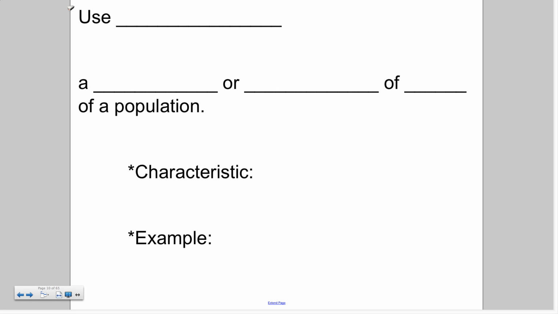All right, so this is going to be the second part of the vocabulary, and I'm going to go back and redo sampling. My smart board started messing up, so I'm going to go back and redo this one just to make sure that you had it, okay?